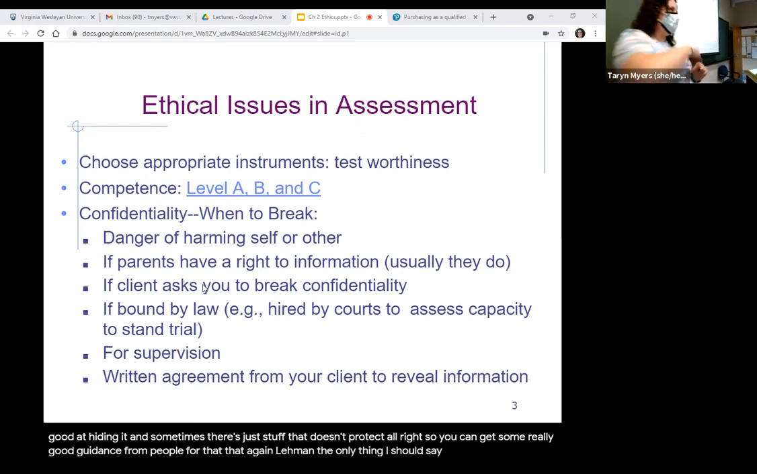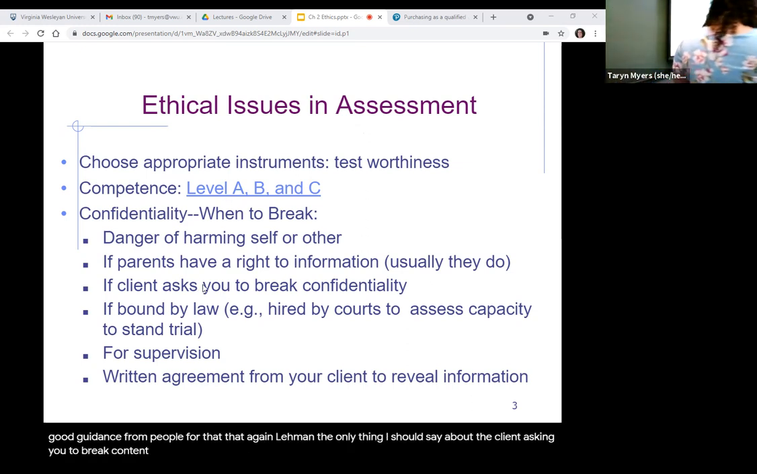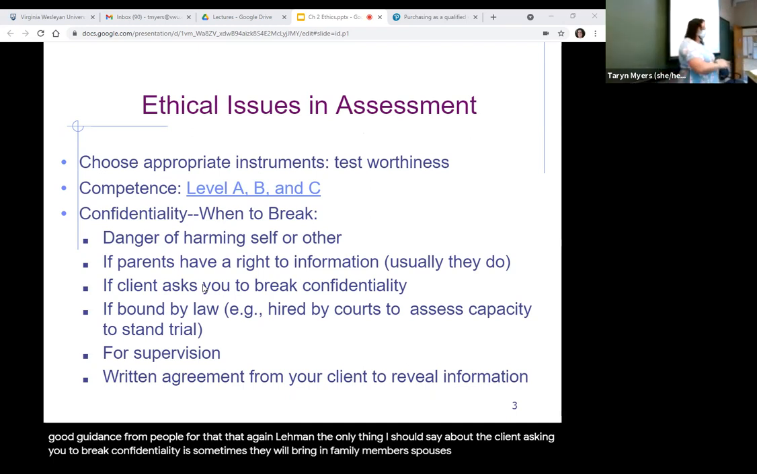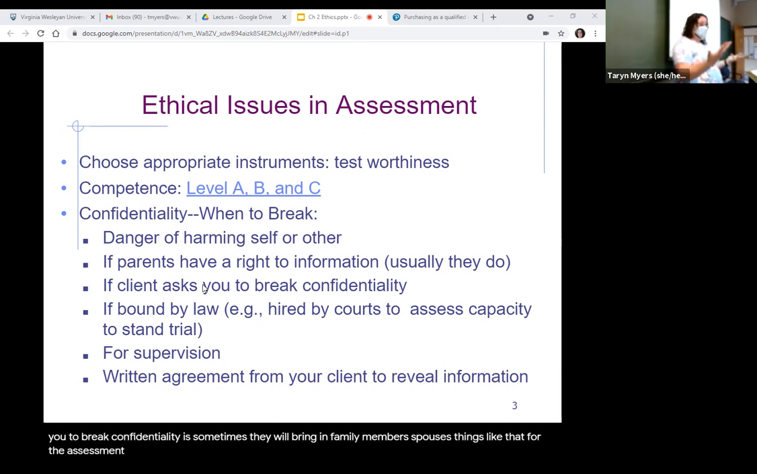The other thing I should say about the client asking you to break confidentiality is sometimes they will bring in family members, spouses, things like that for the assessment feedback. And they'll say, you know, I want them to know the results too. And that's fine, as long as, again, they're giving you express permission. So.